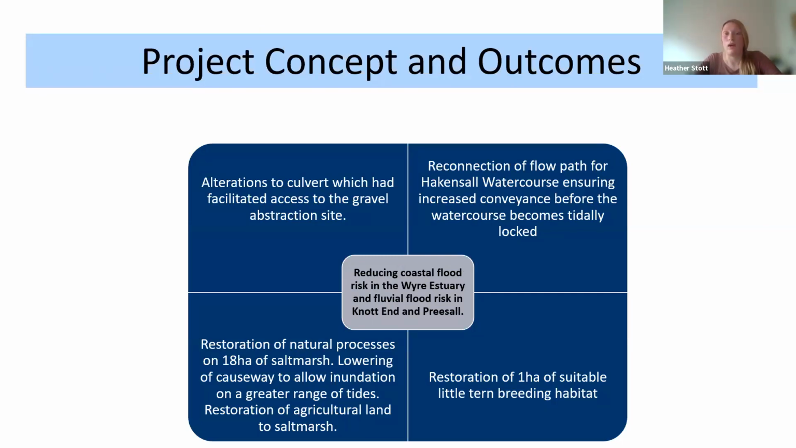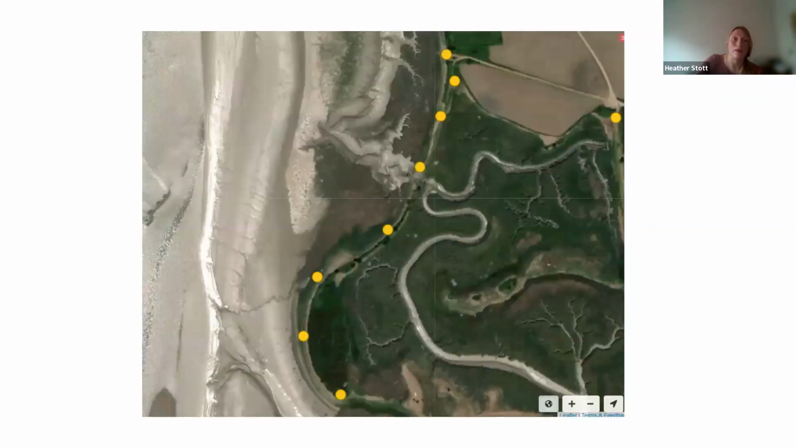So the main aim of the Arm Hill restoration project is to reduce coastal and fluvial flood risk in the wider catchment. So we can do this by altering the culvert, which has facilitated their access to the gravel site, and by altering the culvert will then increase the area that's inundated by water. This will restore natural processes on the salt marsh, and also will return some agricultural and salt marsh, and the scrub that has developed on Arm Hill itself will be removed and returned to suitable little tern breeding habitat.